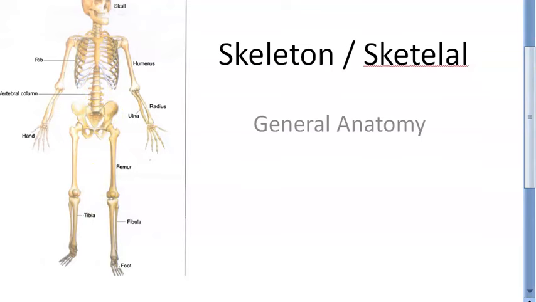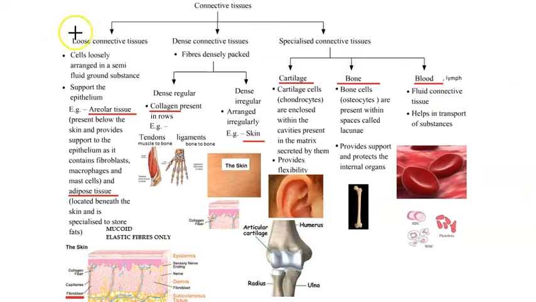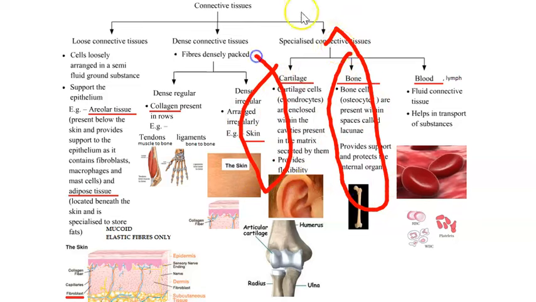And what else? Basically bone, guys, is osteon. You can also say osteon for bone. And bone is a connective tissue. If you remember the types of connective tissue, you have loose connective tissue, dense connective tissue, and specialized connective tissue. Under specialized connective tissue, you have bone and cartilage.